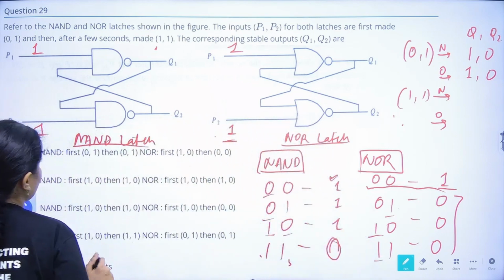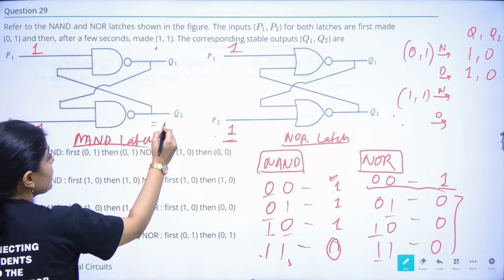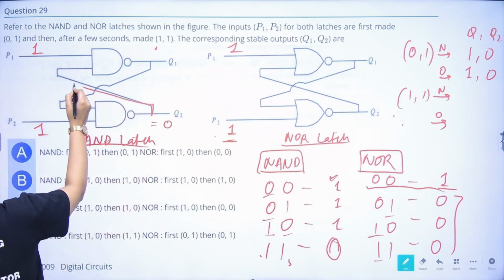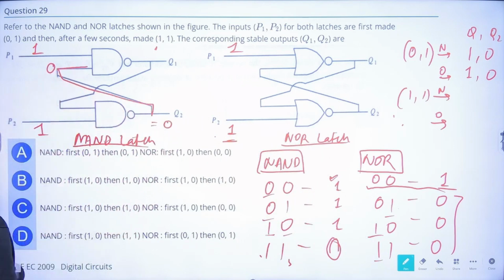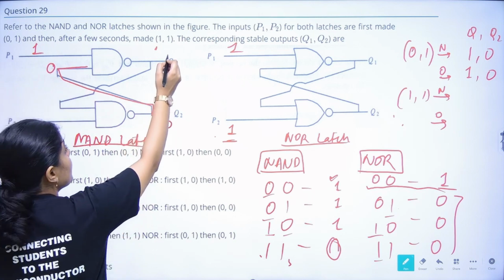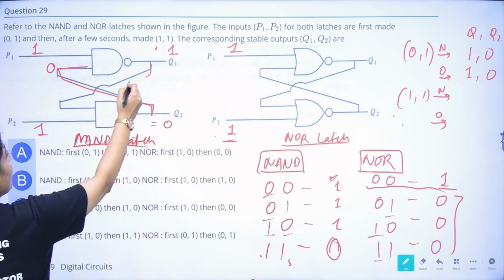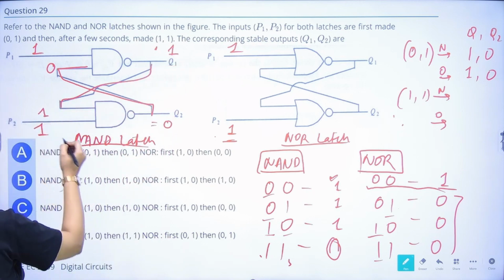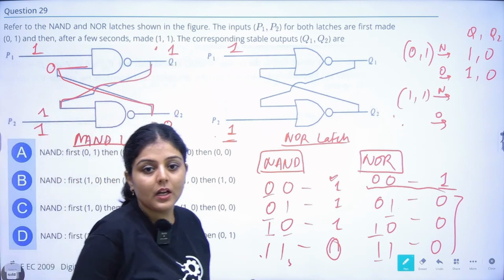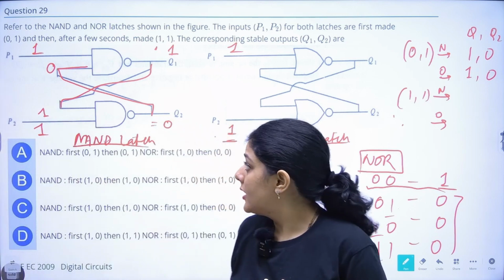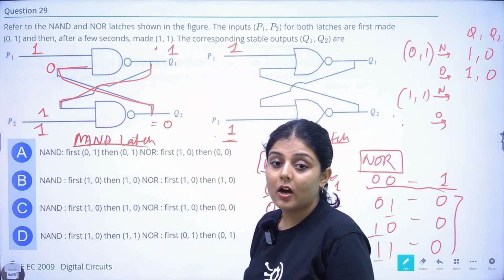Let's assume Q2 equals 0. This 0 will go here. 1 and 0 will give 1, so Q1 will become 1. This 1 will come here. 1 and 1 equals 0. Yes, this is stable. So this can be our case.